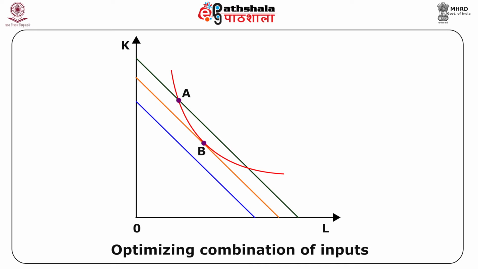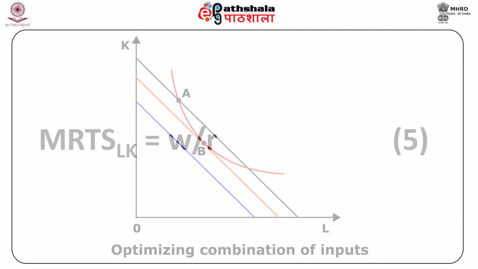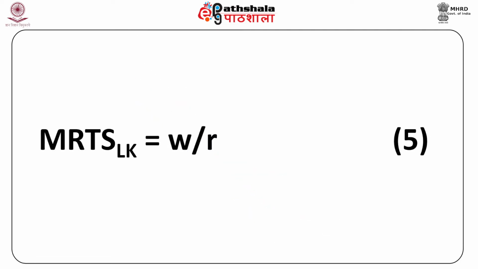Hence, total cost associated with input combination at B is the lowest possible cost of producing 100 units. At point B, the ISO quant is tangent to the ISO cost line. Tangency implies that the slope of both the functions in absolute values are equal. The slope of the ISO quant is given by MRTS of L and K, and slope of the ISO cost is given by W by R. So, at B, MRTS for labor and capital is equal to W by R.